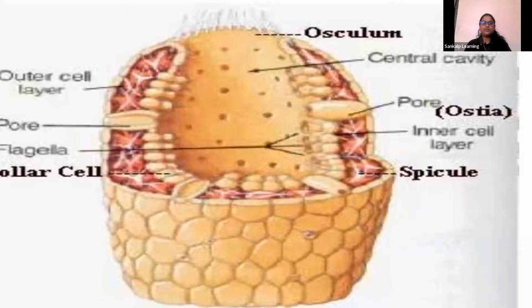So the poriferans will be having the outer cell layer, and they will be having the pores as well as the flagellated cells, then the spicules, which provide skeletal support to the organism, and the central cavity. And the pore is termed as ostia.